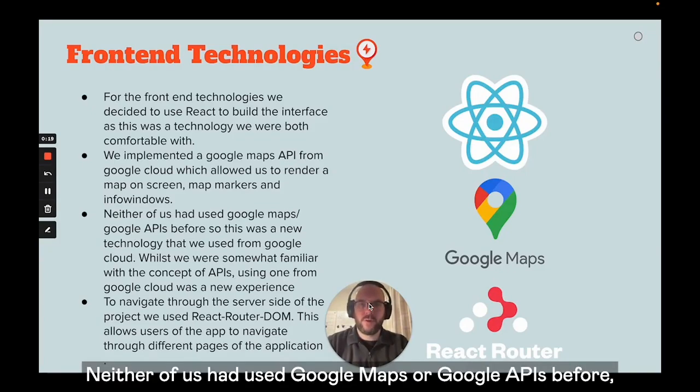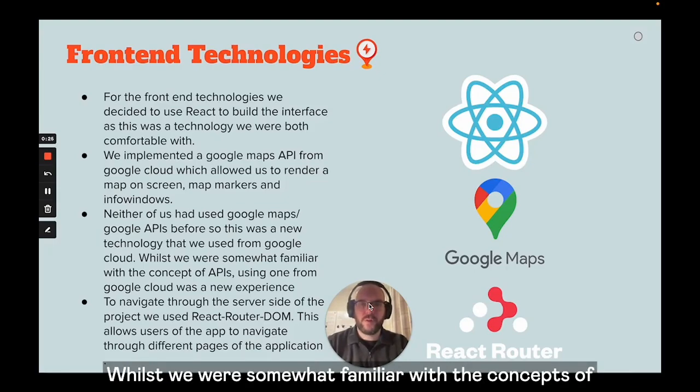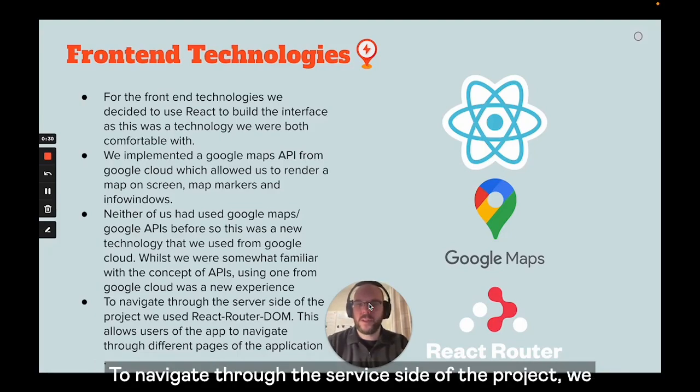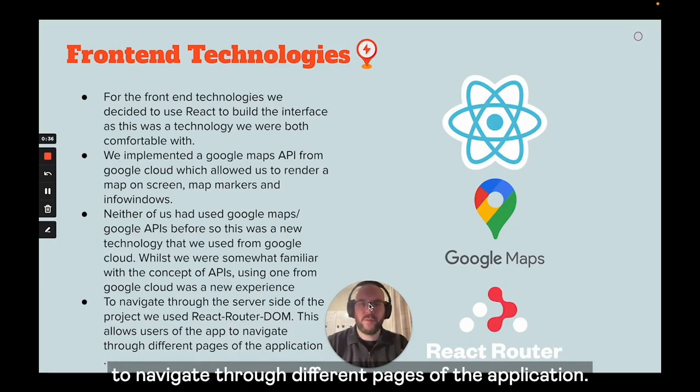Neither of us had used Google Maps or Google APIs before, so this was a new technology that we used from Google Cloud. Whilst we were somewhat familiar with the concepts of APIs, using one from Google Cloud was a new experience. To navigate through the project, we used React Router DOM, which allowed users of the app to navigate through different pages of the application.